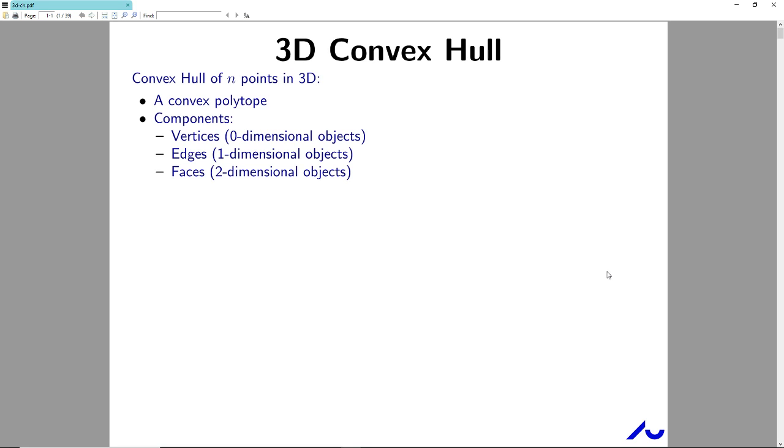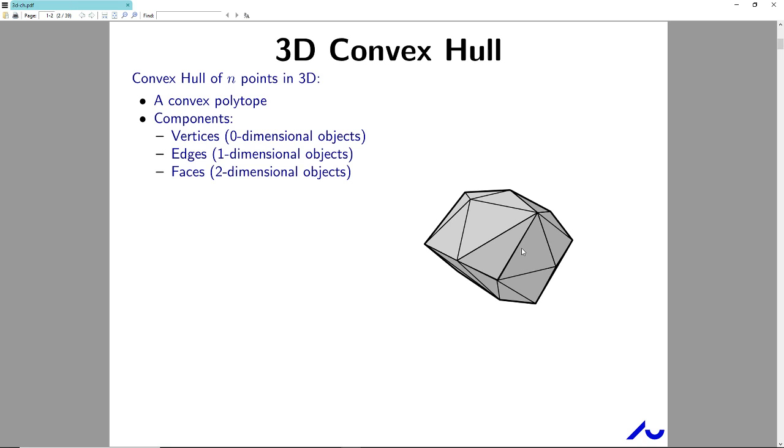In this video, we'll look at 3D convex hulls. First, let's look at some basic definitions and concepts. So, given a set of points in 3D, the convex hull of the point set is a convex polytope that may look like something like this.